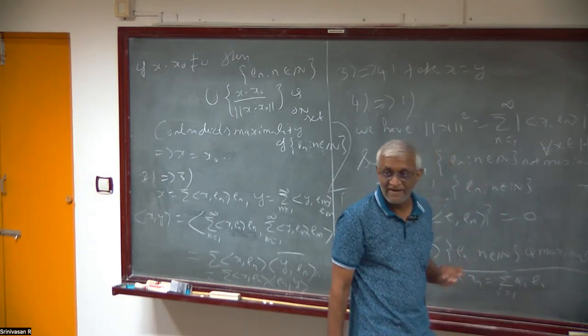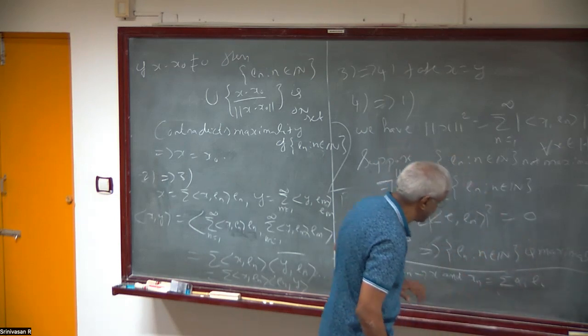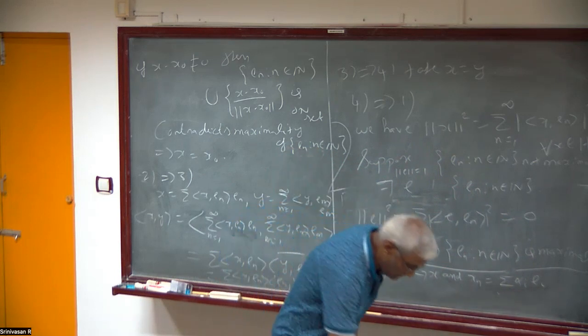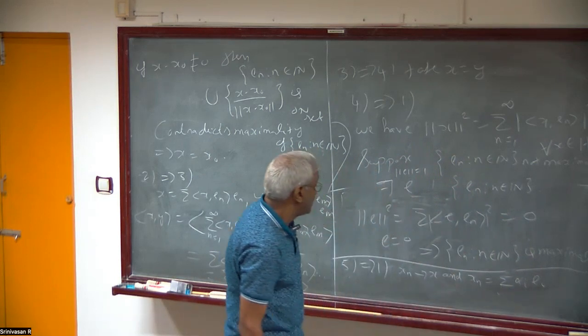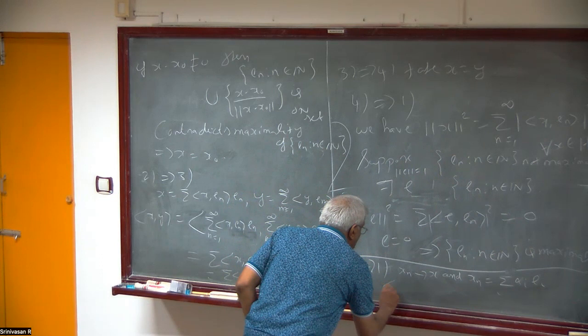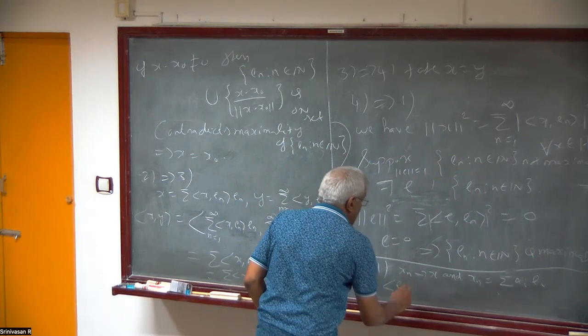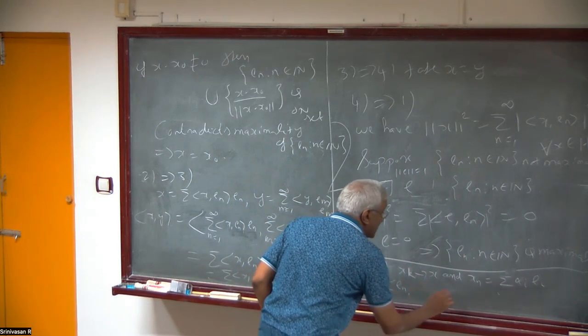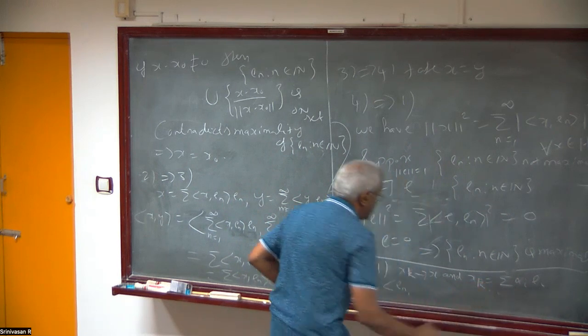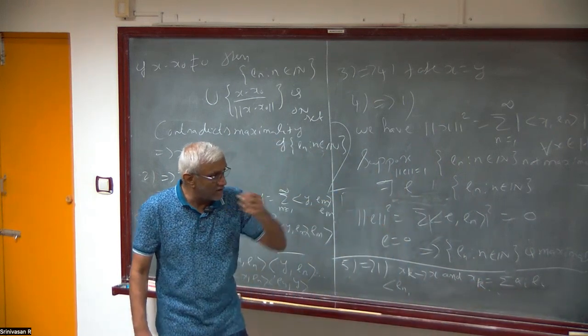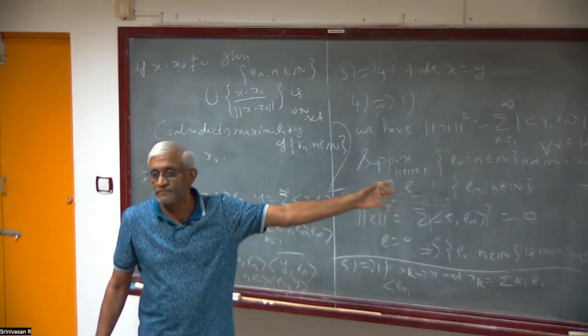Everything depends on n. It just looks like this. Let's just write it like this. Then xk, sorry, xk. Let me say xk. I want to prove 5 implies 1.